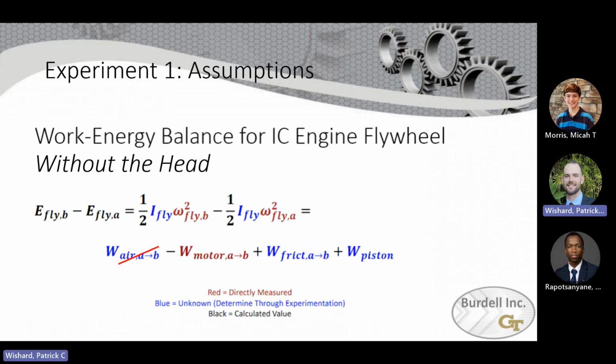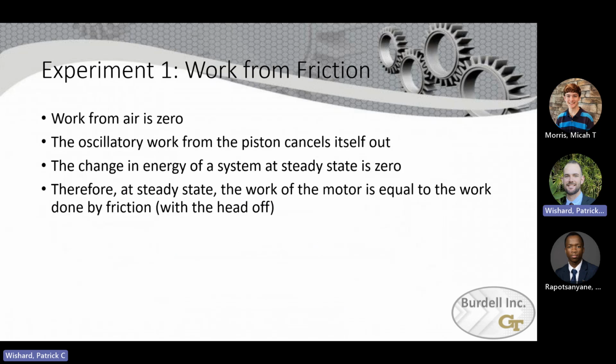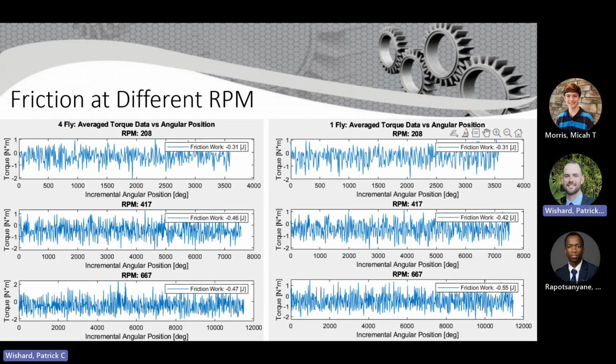By taking the head off, we can assume that the work done by air is zero. Additionally, the work from the piston cancels itself out because it's an oscillatory motion of work being put in and taken away. After making this steady state assumption, and collecting data after the system has already started, we can equate the work of the motor to the effects done by friction. So here's a result of the data collected.